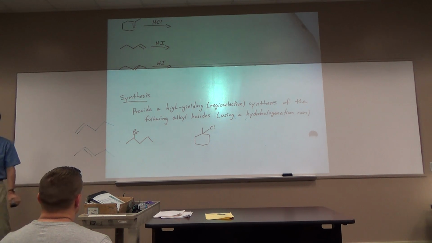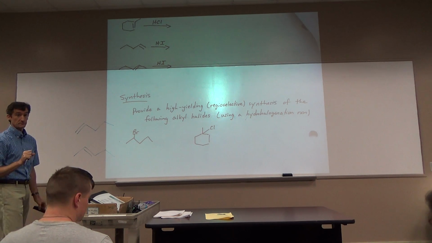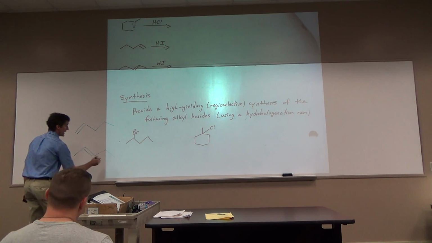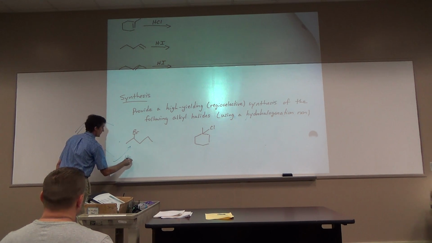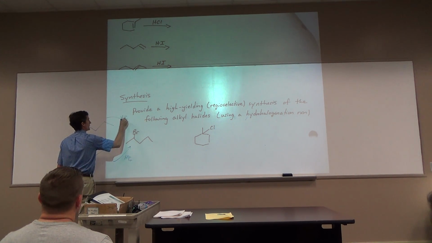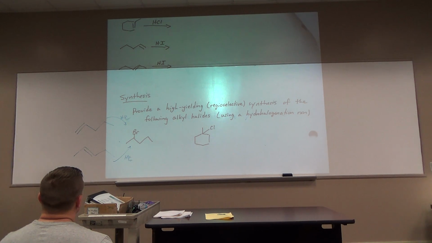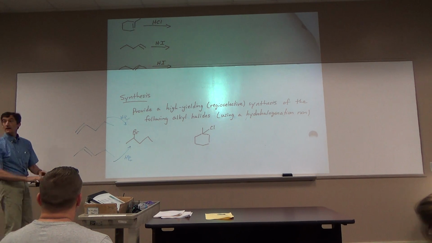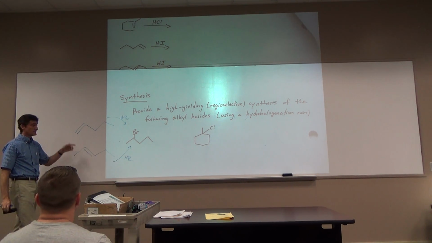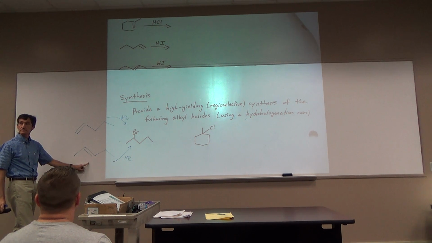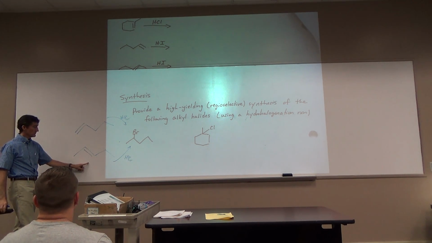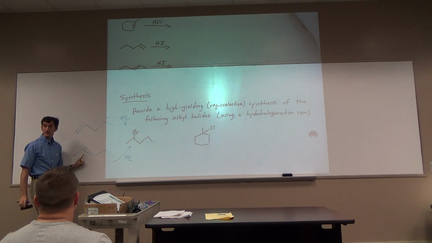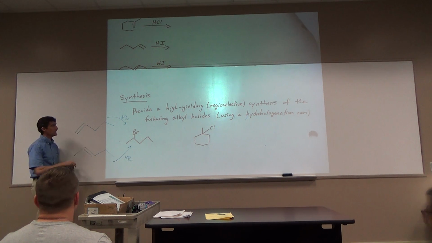Which one would you rather? Your mission is to make this in highest yield, always. React this with HBr, or react this with HBr? Which would you recommend? Which one? Why do you like the bottom better? Is it going to give that product selectively? No, we want the one at the top. I'd rather have this one.